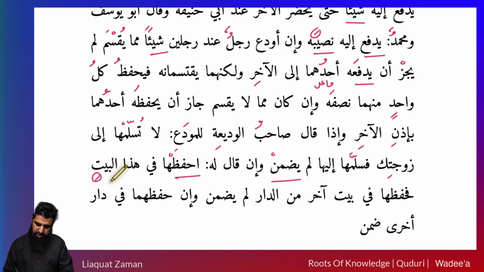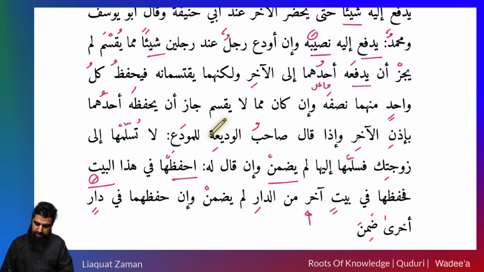Why is بيت مجرور? Let me know in the comments. This is a tricky one. فحفظها في بيت آخر, is that correct? في بيت, is it آخرين, آخرة, what is it? Let me know in the comments what the i'rab for آخر is. Now remember, when you comment, make sure you comment with the timestamp as well. من الدار لم يضمن. وإن حفظها في دار أخرى ضامنة.